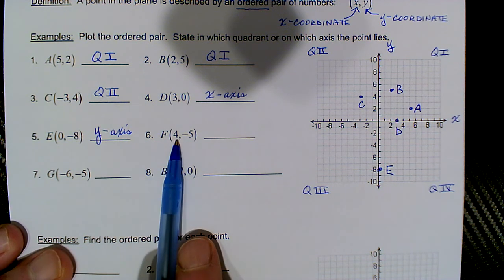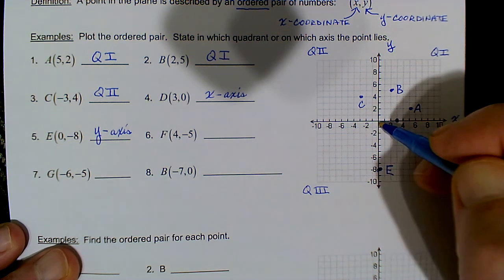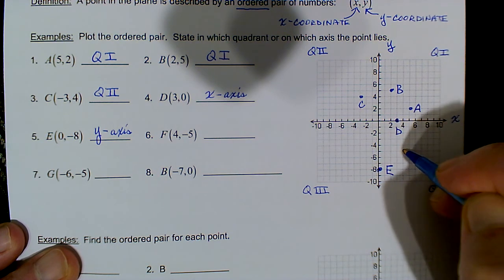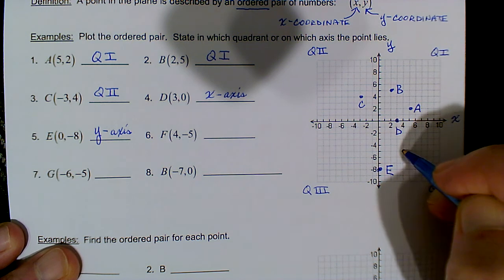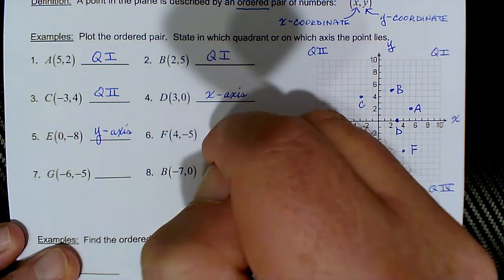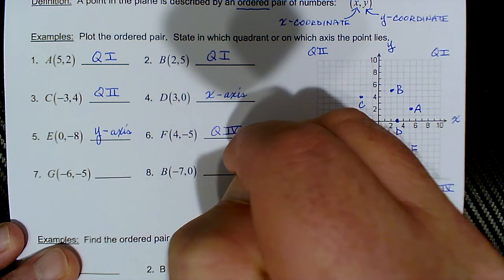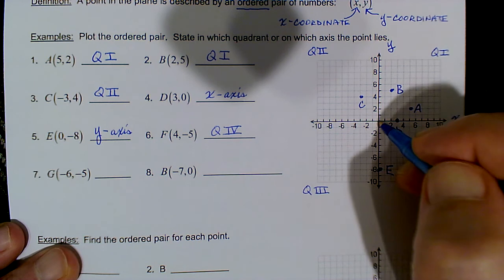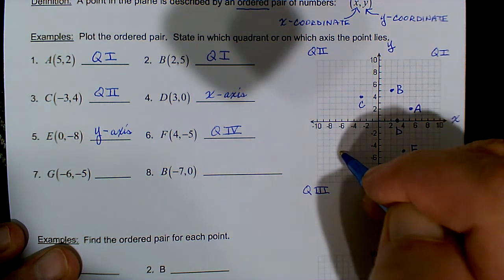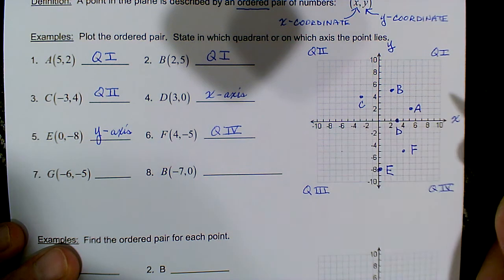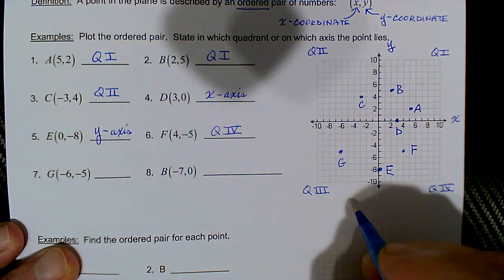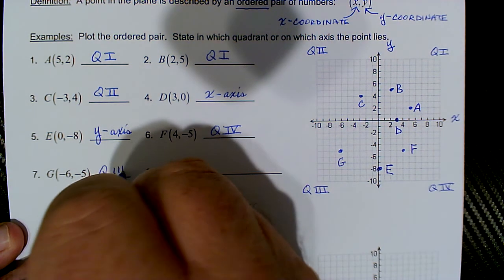In any event, moving to point F, (4, -5). So in the x direction 4, y direction -5, so right here. And that would be point F. And that looks like it's in quadrant 4. Then (-6, -5). So in the x direction, always start at the origin again, -6, down 5, looks like right there, would be the point G, and that we can see is in quadrant 3.